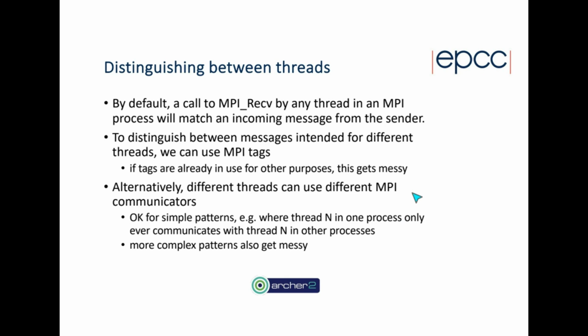The other option would be for different threads to use different MPI communicators. Okay, and that will work for some simple patterns. For example, if thread n in one process only ever communicates with thread n in other processes, then all the thread ends can use a separate communicator. But more complicated patterns will get messy. So even just simple halo exchanges get very messy to try and handle with multiple communicators.